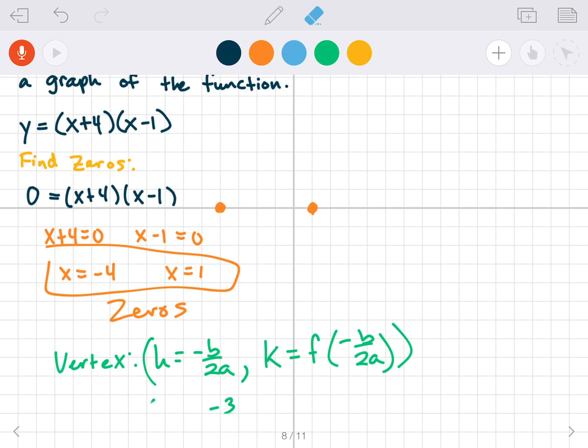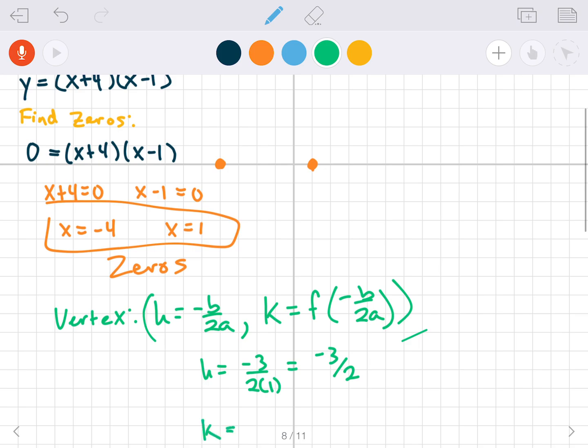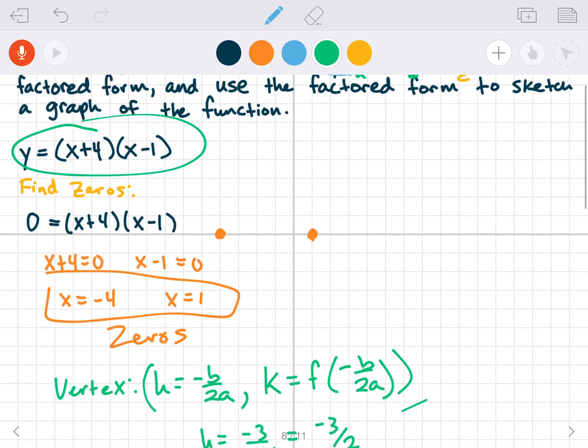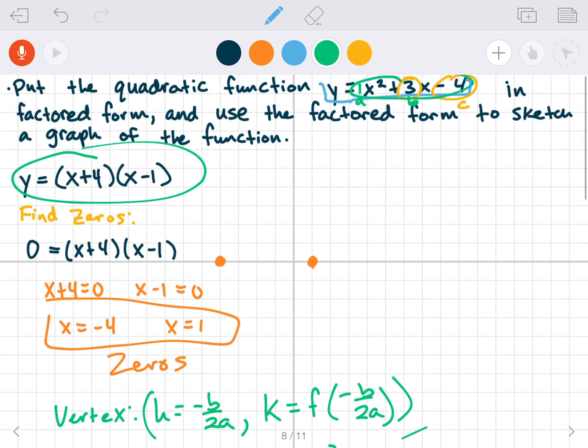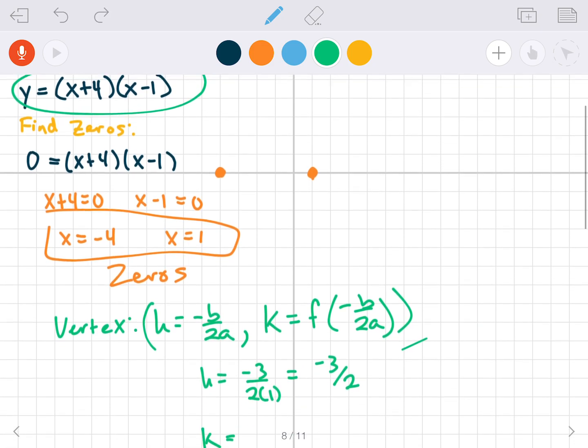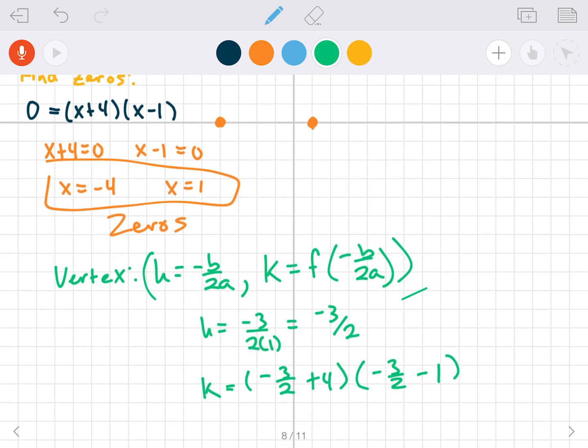And maybe I'll just do it in steps like I did before. And that gives me negative 3 halves. And so to find k, I can just plug in negative 3 halves into my function. And by the way, you can use the factored version of the function if you like. You could also plug it in for x into the original standard form, but the factored form might be easier to work with. So I'm going to use the factored form. I'm just plugging in negative 3 over 2 anywhere I see an x into this factored form, because I'm trying to get my output for k.